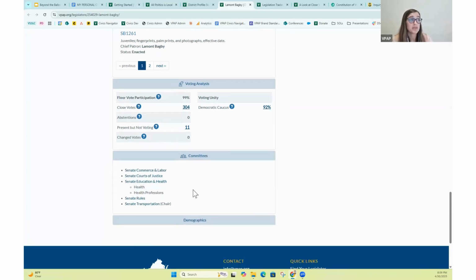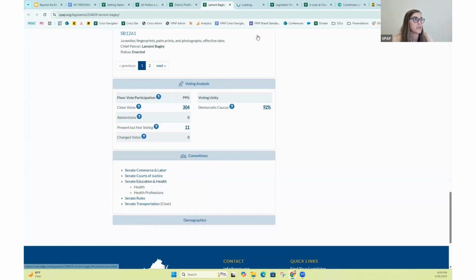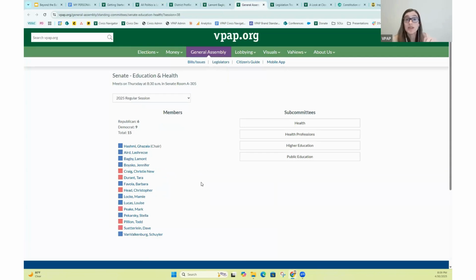You can look at the committees specifically. So if you're really interested in education, we can see that he's on that committee. And maybe, let's say your representative is not on the education committee, but you really care about it. I'm going to open this in a new tab and say, okay, well, who is on the education committee?